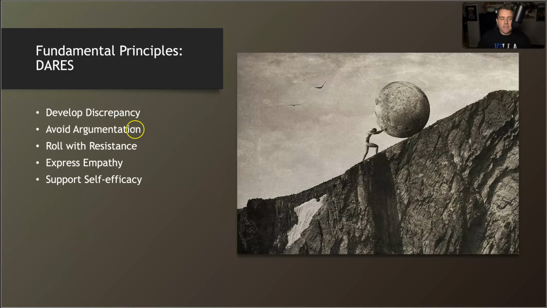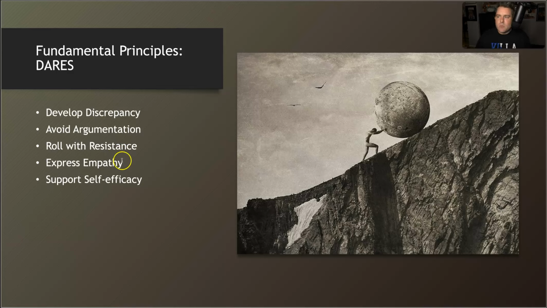These next two are connected: avoid argumentation and roll with resistance. If someone's coming in saying, I don't think there's a problem, the worst thing you can do is say, yes, there is, you're just in denial. Because whenever we do that, that puts people on the back foot, like, I'm already defensive. Okay. So we don't want to argue. We just kind of want to roll with the resistance. Like, okay, cool. You're not ready for that. So what could we be ready for today? Is there something that we're ready for today? Is there a benefit to discontinuing this use, to changing these behaviors?